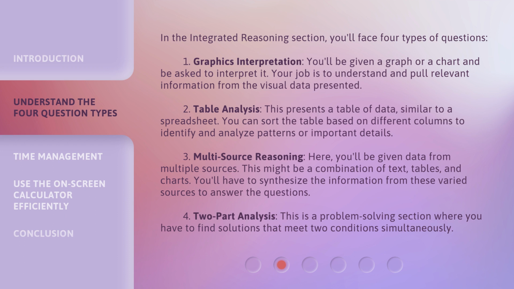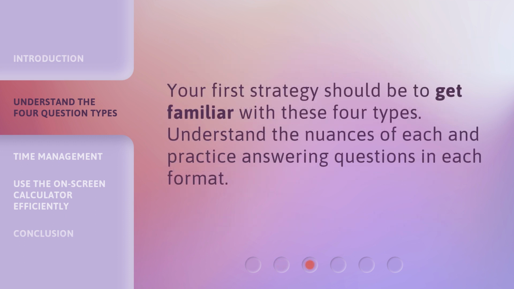3. Multi-source reasoning. Here, you'll be given data from multiple sources. This might be a combination of text, tables, and charts. You'll have to synthesize the information from these varied sources to answer the questions. 4. Two-part analysis. This is a problem-solving section where you have to find solutions that meet 2 conditions simultaneously. Your first strategy should be to get familiar with these 4 types. Understand the nuances of each and practice answering questions in each format.